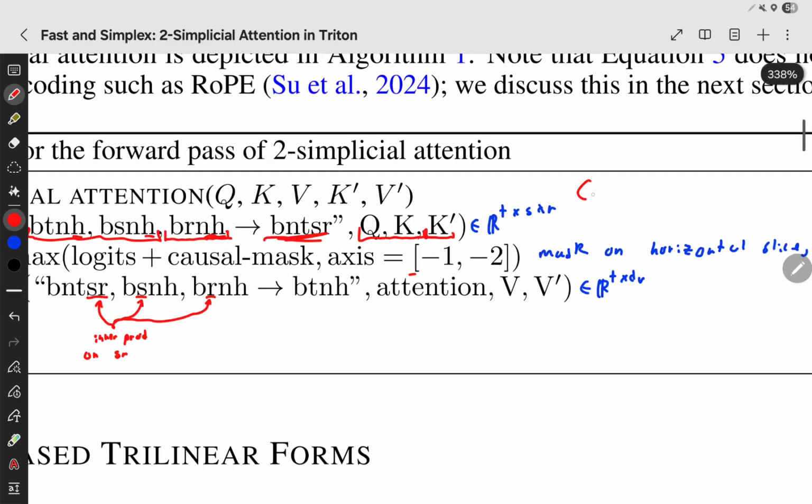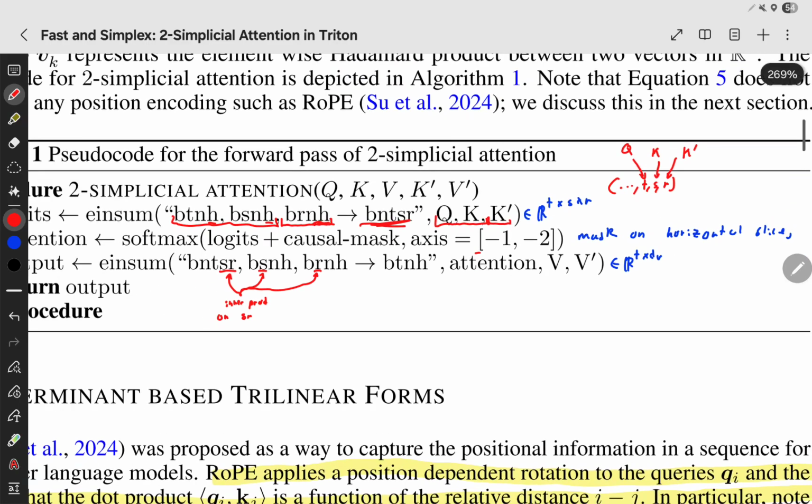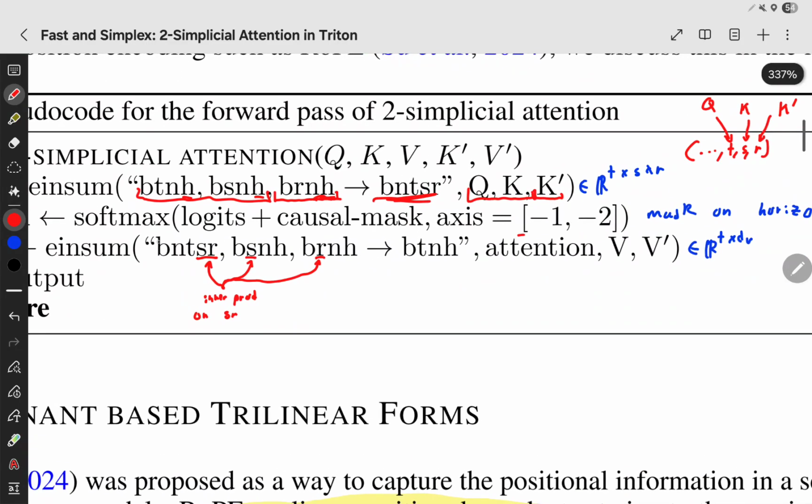If this is of shape whatever by T by S by R, where S indexes K and R indexes K prime, that's an H, K prime, and T indexes Q, then we're doing softmax over S and R, so over the slice. Then here is the einsum of our attention matrix here.